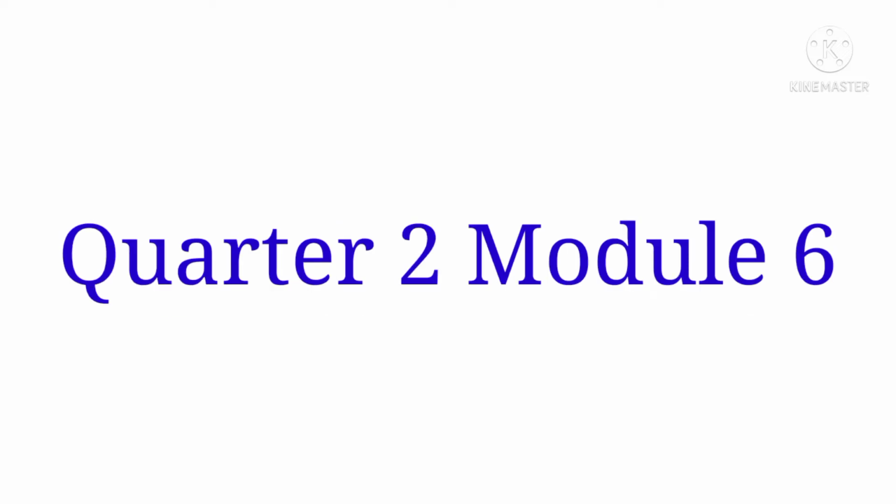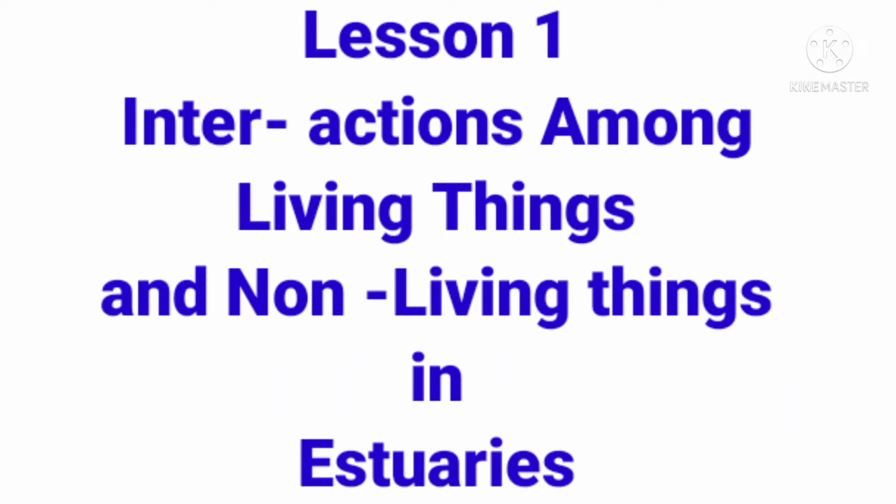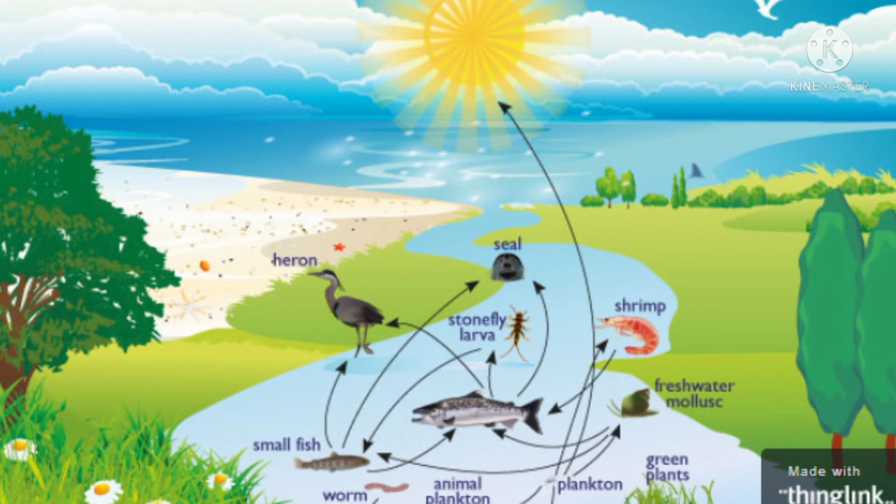Today, I will discuss to you Quarter 2, Module 6, Estuaries and Intertidal Zones. Interactions among living things and non-living things in estuaries. Lesson 1. Estuaries, like any other ecosystem, consist of biotic and abiotic factors.